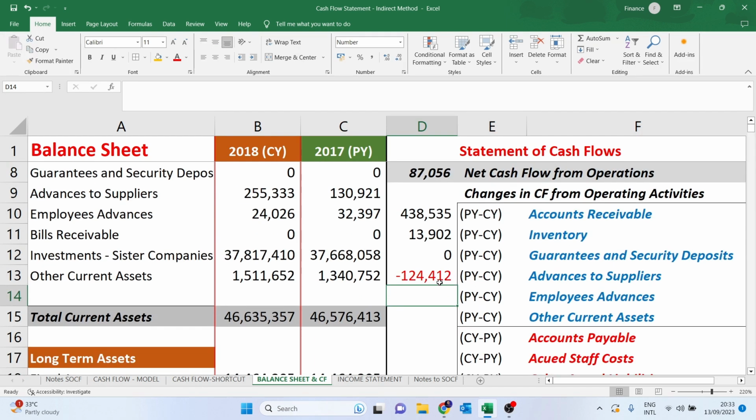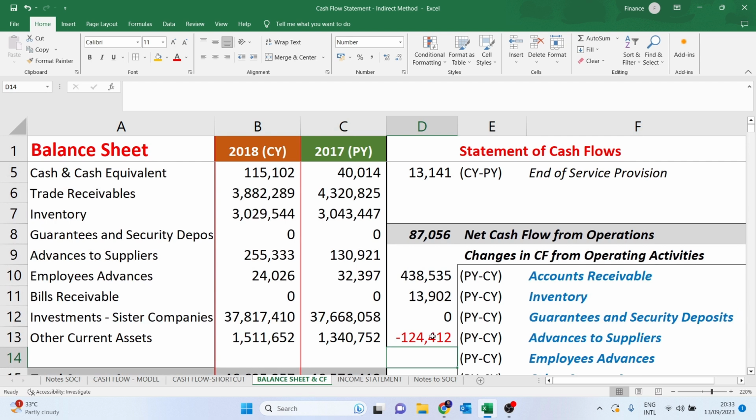So why PY minus CY is here, it is coming negative balance because this is increasing. Yeah. In the accounts receivable, it was decreasing. So here it is increasing. Advanced suppliers increased in current year to 255K from 130K.